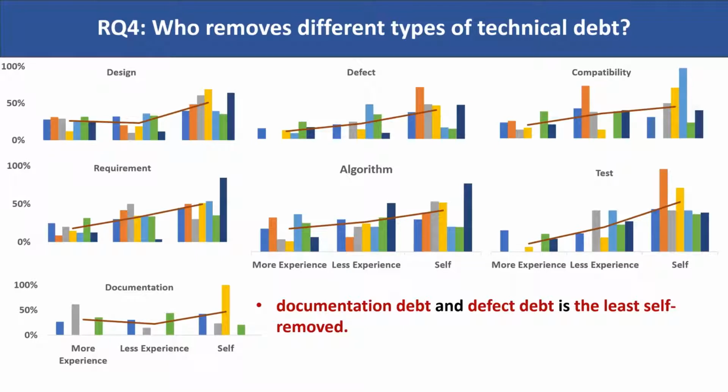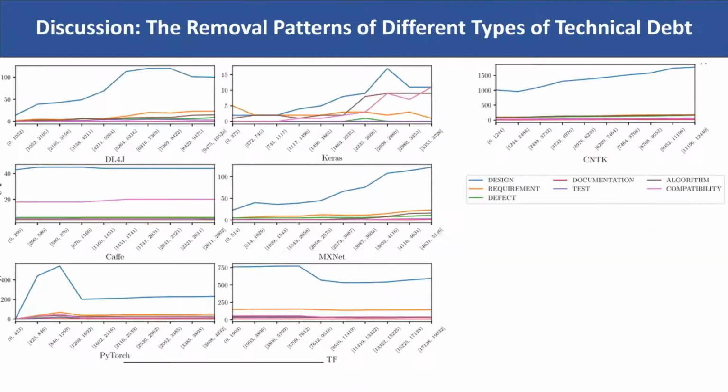Finally, we answer who removes different types of technical debt. It is expected that the technical debt is self-removed, that is, removed by the developers who introduced it. As a result, documentation debt and defect debt are the least self-removed. Test debt, design debt, and requirement debt are the most self-removed. Compatibility debt and documentation debt are the most removed by the developers with more activities in the project.